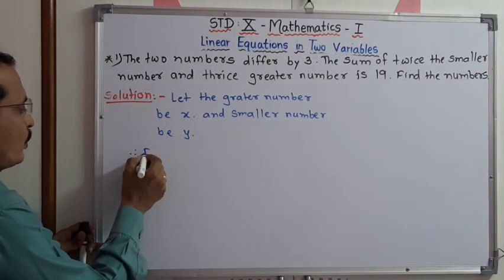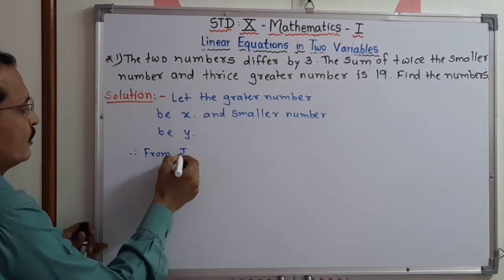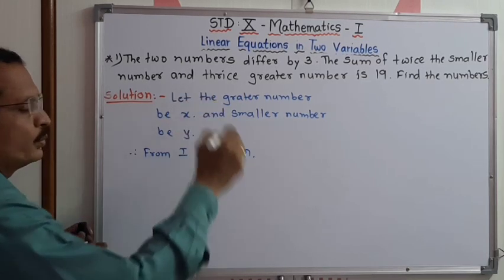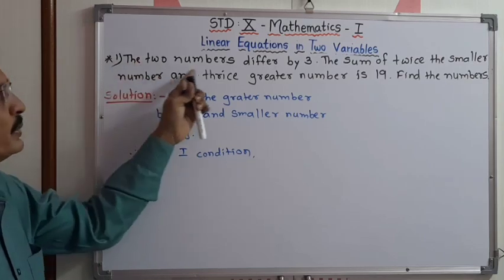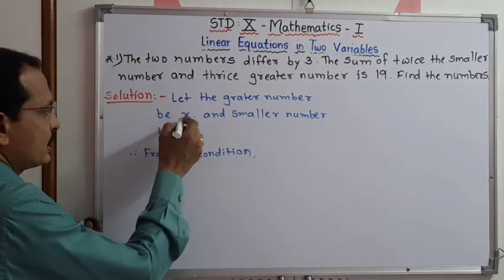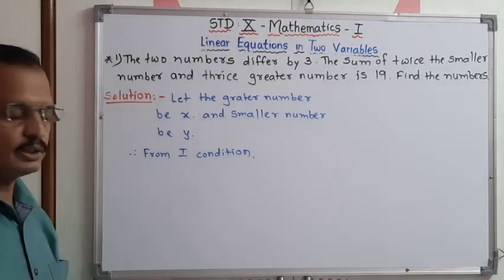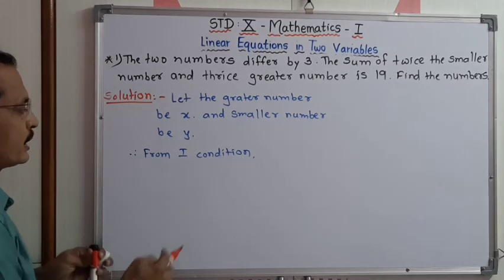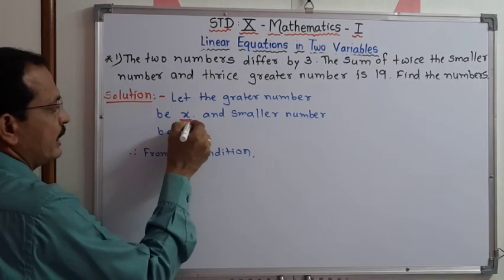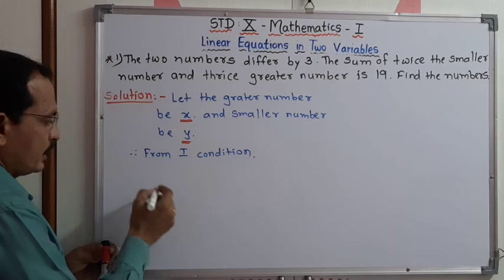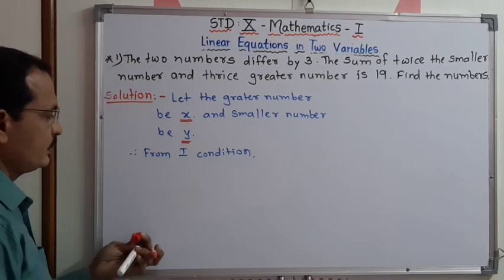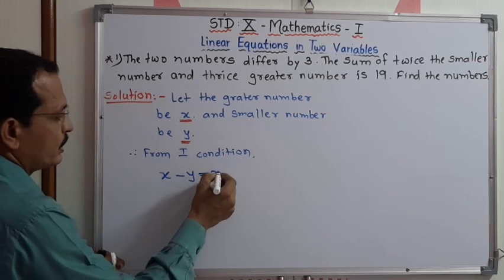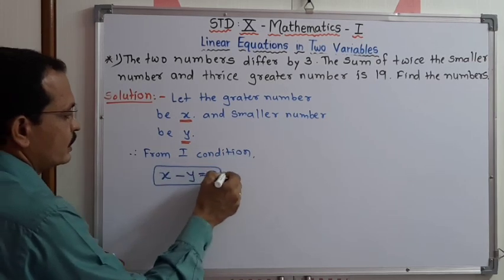Therefore, from first condition, what we get here, see here, the two numbers differ by 3. One number is a greater one and another one is a smaller number. From greater number, if we subtract the smaller number, that means greater number is a x and the smaller number is a y. Therefore, we get here equation x minus y equal to 3. This is our first equation.